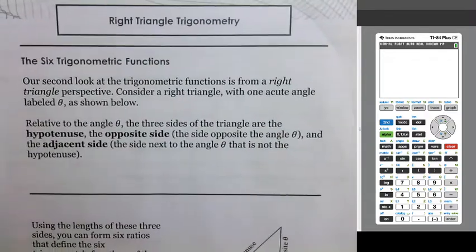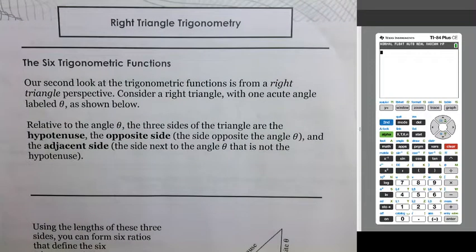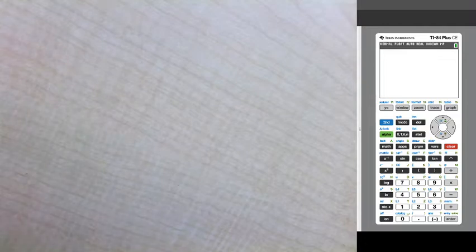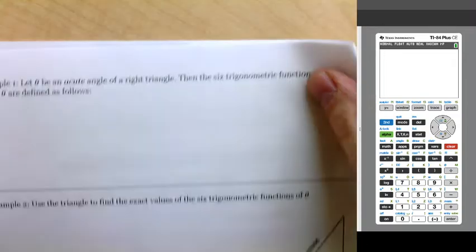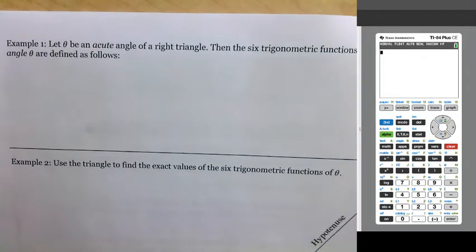Alright, so first we were talking about trigonometric functions using the unit circle. Now we're going to consider right triangles. Alright, we got the hypotenuse, the opposite side, and the adjacent side. Those are the three sides you want to get familiar with in a right triangle. So let's form first the six trigonometric functions of the angle theta.